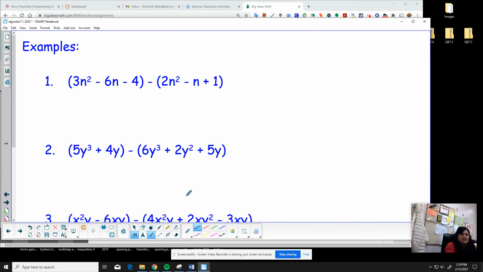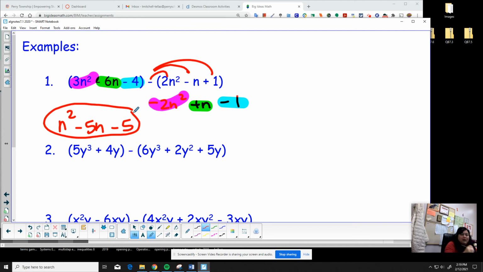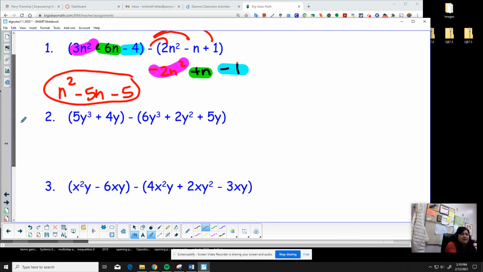All right, let me do this first one and then I'm going to have you try a few. So I notice that it's a minus, which means I have to distribute the negative into the second parenthesis. So that's going to be negative 2x squared plus n minus 1 in my second parenthesis. And I'm just combining them with these. Okay, so the n squareds are going to go together, and the n's are going to go together, and the constants are going to go together in that order because it has to be in standard form. So that'll be positive 1n to the second minus 5n minus 5. That's my answer.